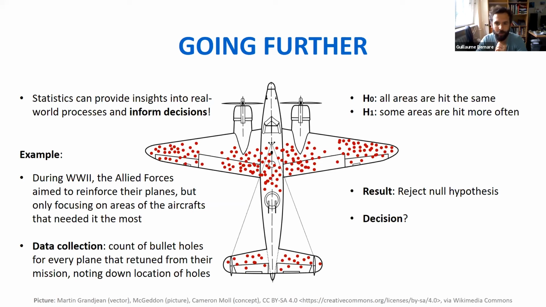So where you get bullets is not necessarily an indicator of where you should protect your plane. These are the areas where the plane gets hit and actually doesn't go down, so it is able to return to base. So the actual decision you should take, because you have this bias, called survivor bias, because you're only looking at very specific planes, not all of the planes. You're missing all the ones that are missing, essentially. So the decision instead should be the opposite: you should reinforce all the areas that do not have bullet holes, because these are actually the most sensitive.